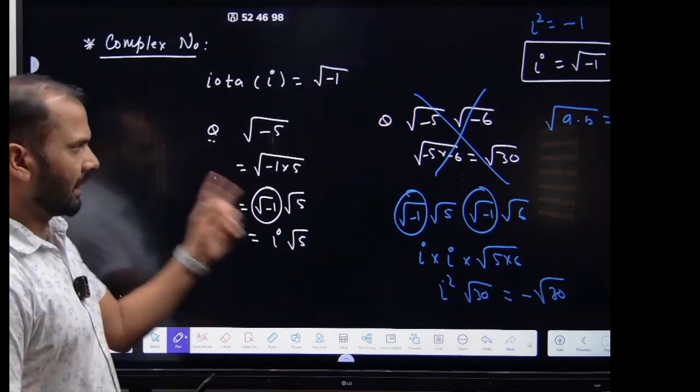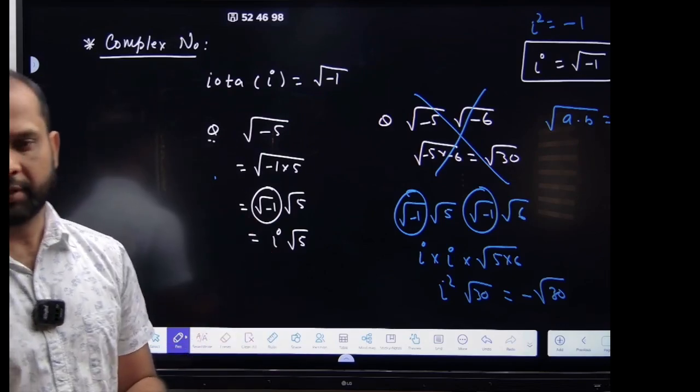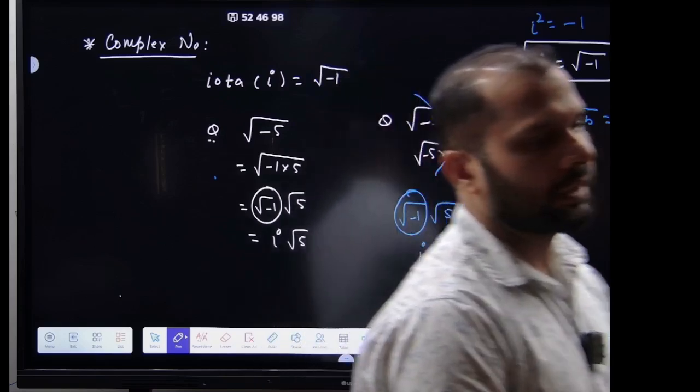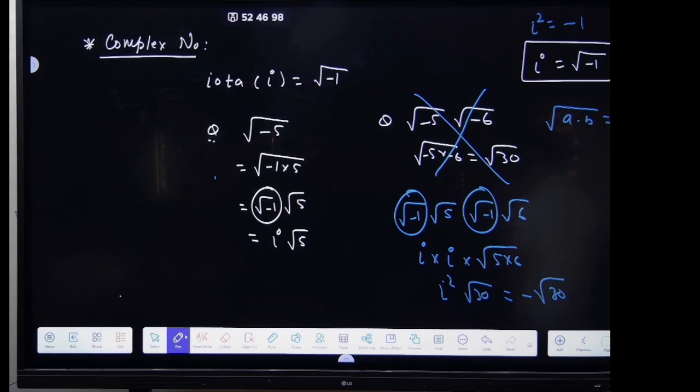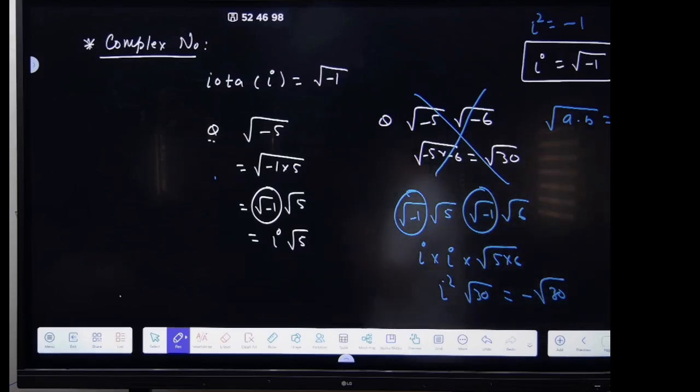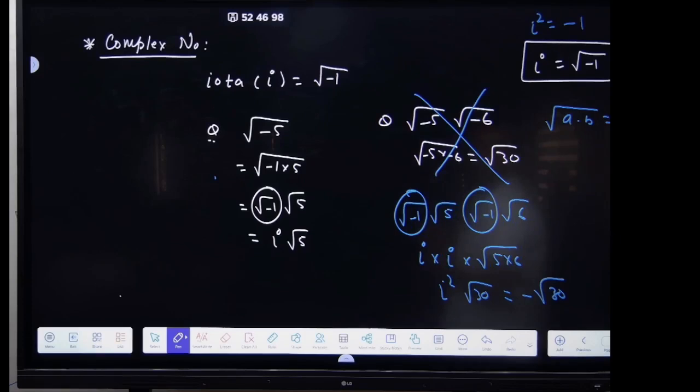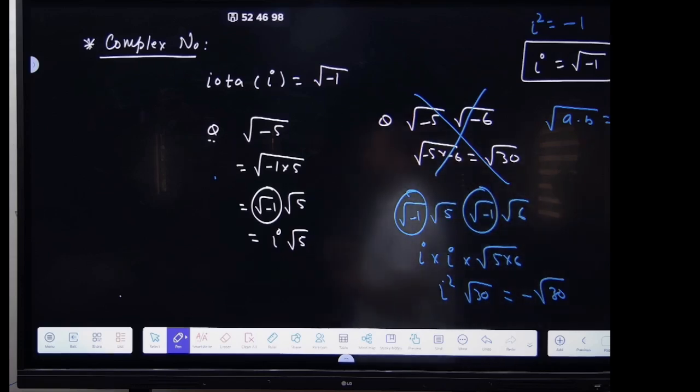Now copy all this information, very important information. Why am I writing all these things? Because if D is less than 0, you will get root under minus D, right? In that case, you have to treat it like this. Iota, that is the name of the scientist who gave it, iota. In short, I will be writing I.